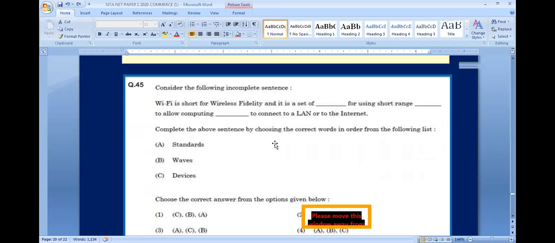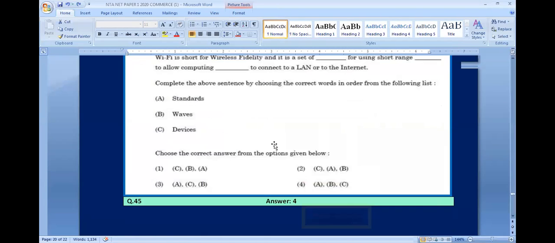Consider the following incomplete sentences. Instead of filling one blank, there are 3 blanks given. Wi-Fi is short for wireless fidelity and is a set of standards for using short-range waves to allow computing devices to connect to LAN or the internet. A, B, C, same order.